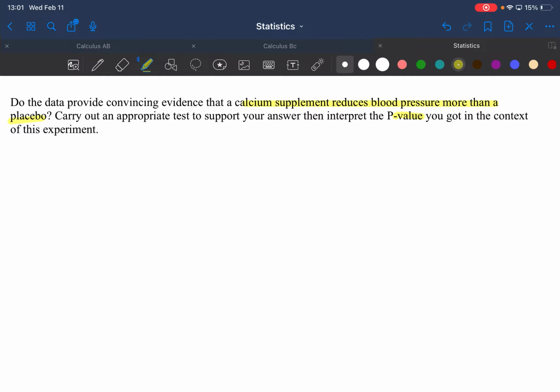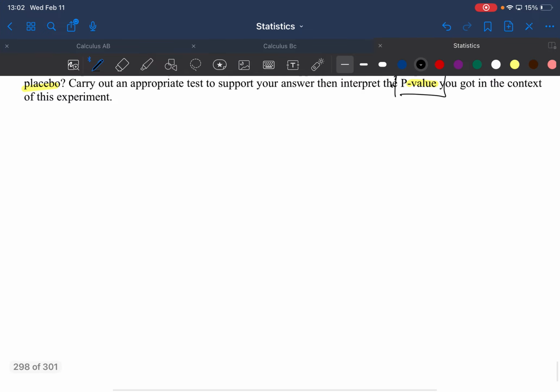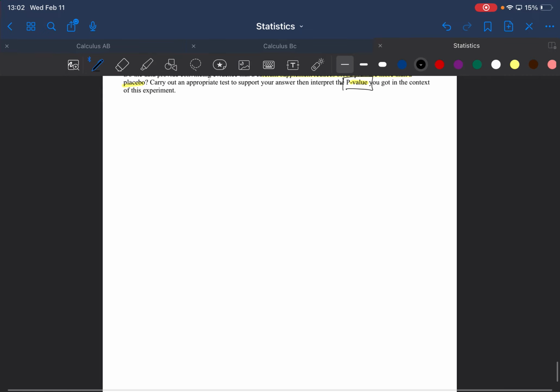Okay, since we're doing a significance test, we also need to know what alpha is. However, does it mention a significance level? No, it doesn't. So if we are not given a significance level, then we always assume it's what? Say that again. 5. Well, 0.05, right? 5%, 0.05. Okay, again, if it's not given, that is the assumption that we make.